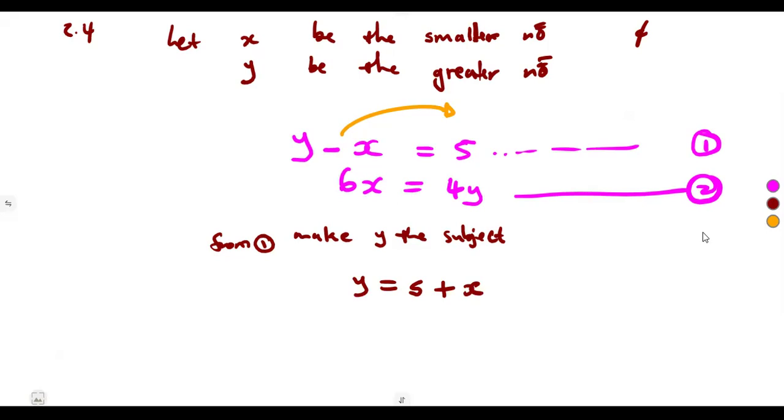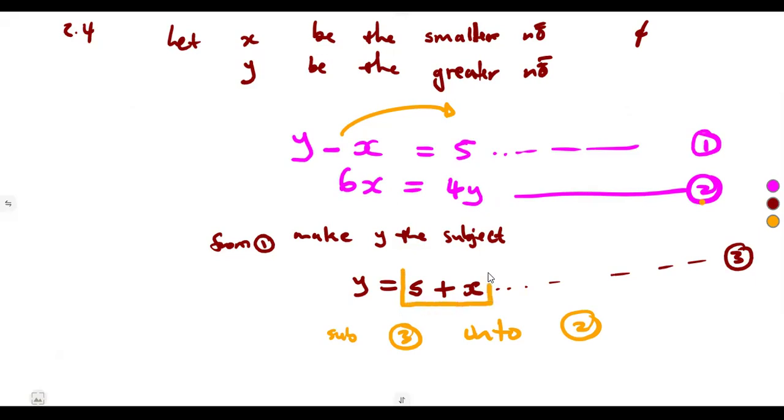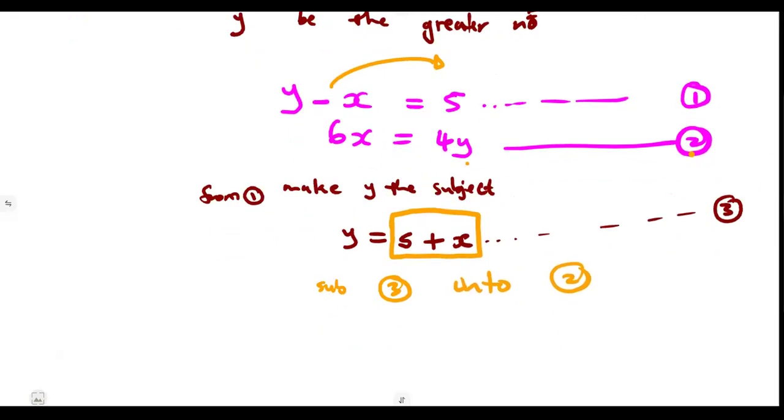So I have formulated another equation, which is 3. And I'm just going to substitute my equation 3 into the other equation, into equation 2. So that's it. Sub 3 into what? Into 2. So where we see the y, we're going to put 5 plus x. Wherever we see the y, we put 5 plus x in place of y there. So that's the concept, guys.